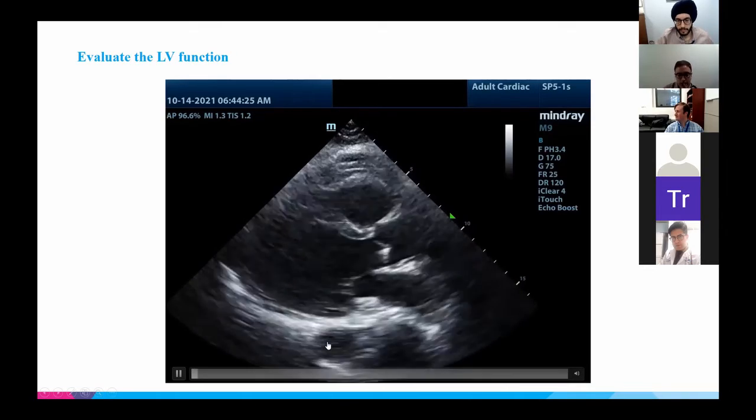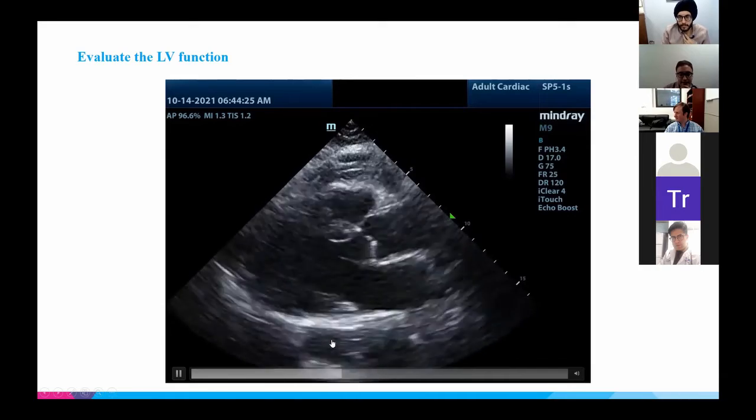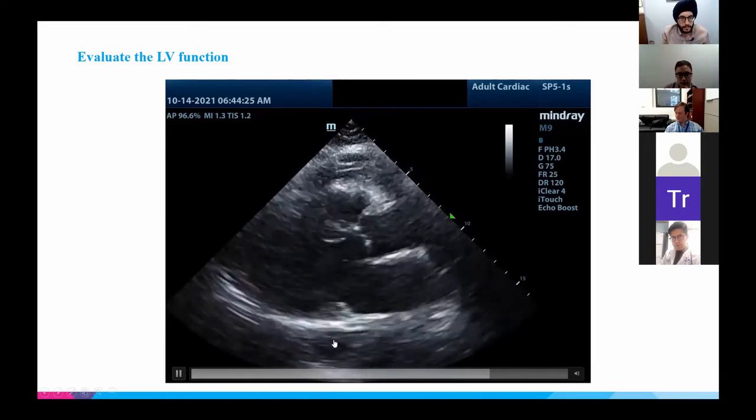So it's always important, if you're looking at a parasternal long axis, to try and get the descending aorta at the bottom of your depth, bottom of your screen.